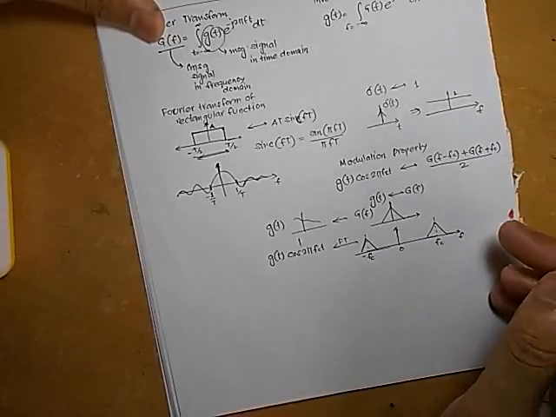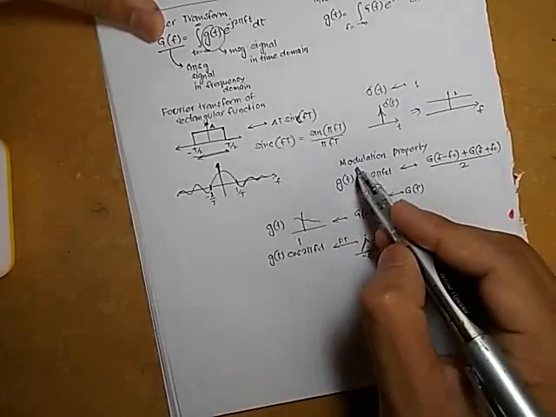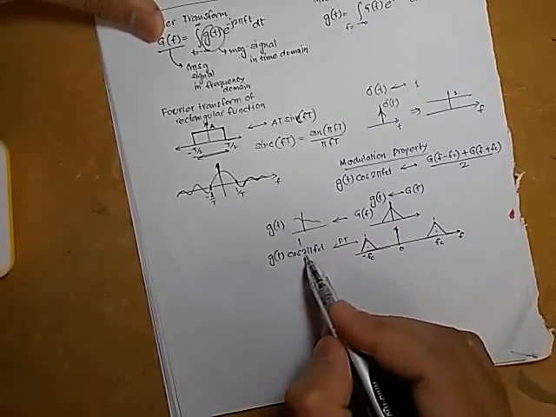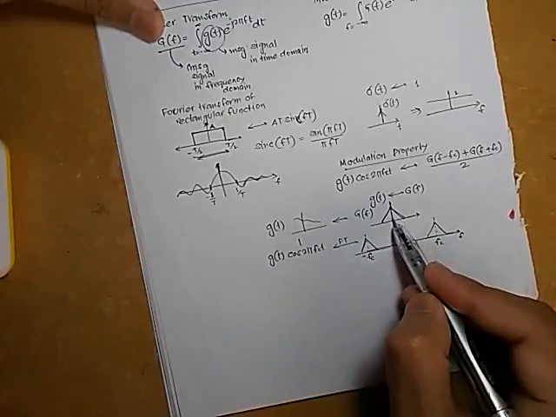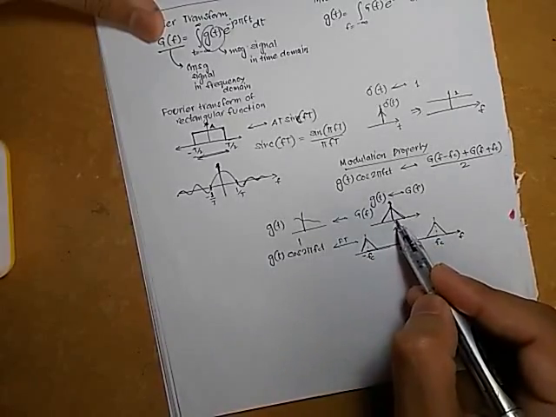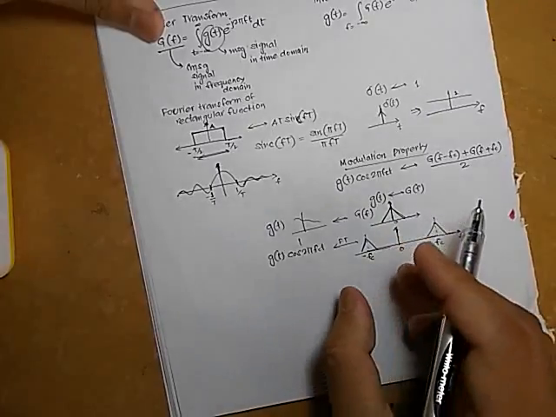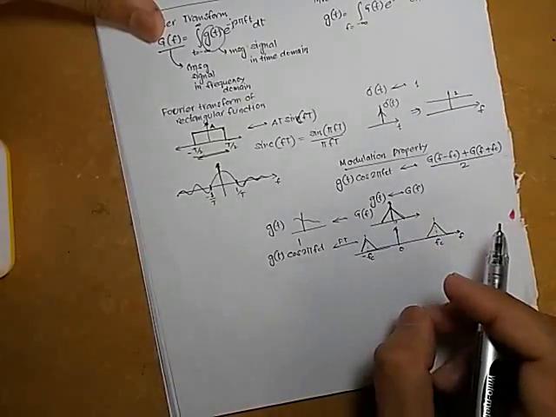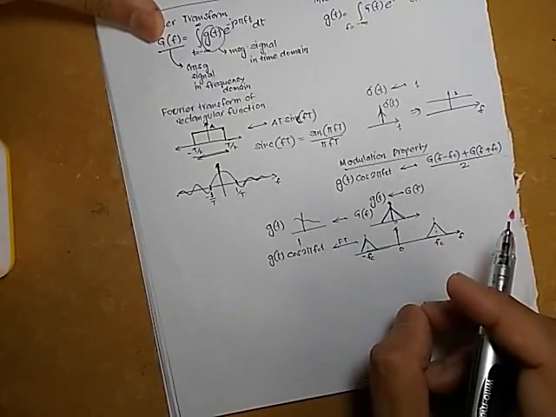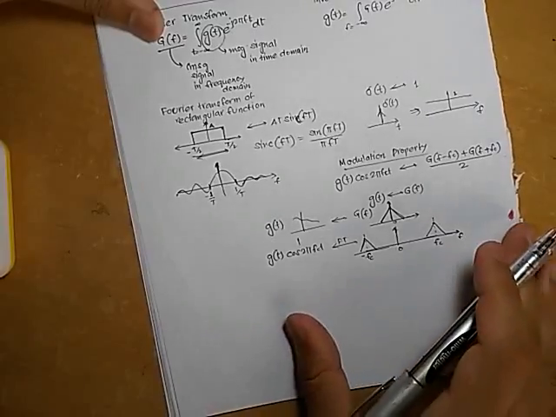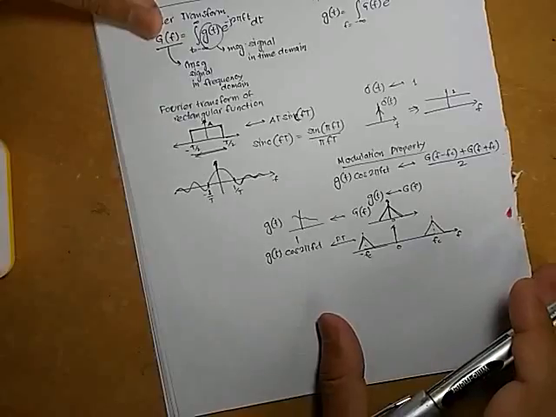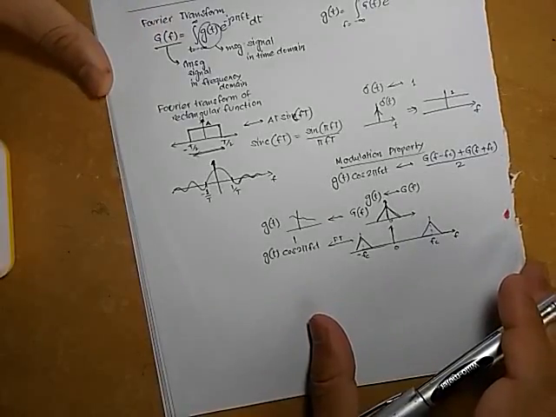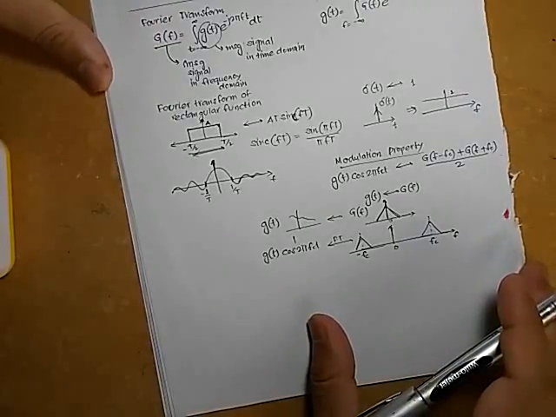This is called the modulation property because we have translated the signal g of t, which was a baseband signal accumulated near zero frequency, to plus fc and minus fc. So these were the basic things required to study further for analog communication. We'll see in the next session. Thanks.